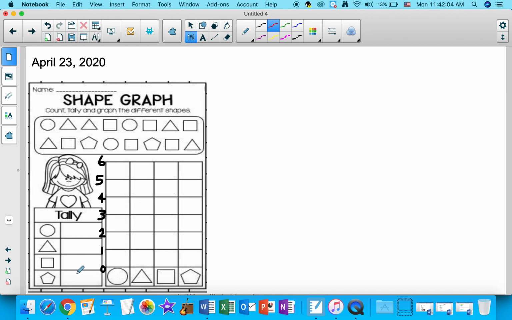And we're going to use tallies to show, so this shape, let's count how many sides there are. 1, 2, 3, 4, 5. So this shape has 5 sides. This is a 5-sided shape, so it's called a pentagon. Okay, so we're going to be using tallies to show how many pentagons there are in this box right here. And then we're going to use that information to graph in here.